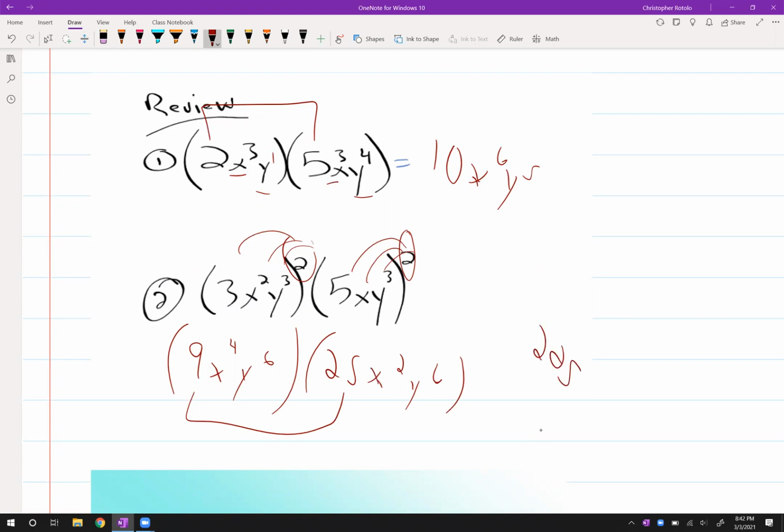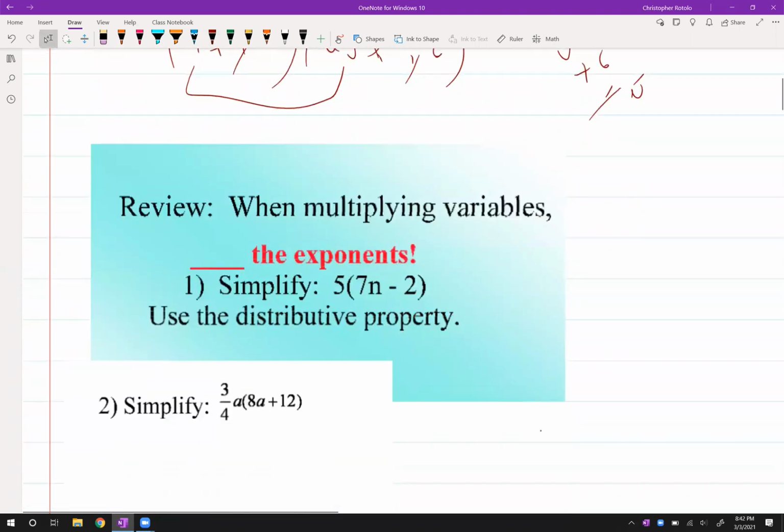And we got x to the 6th, and y is going to add up. I get 6 here and 6 here, that's 12. All right, so it's getting some of those exponent rules, because we're going to do those today when multiplying with variables. We need to add the exponents.